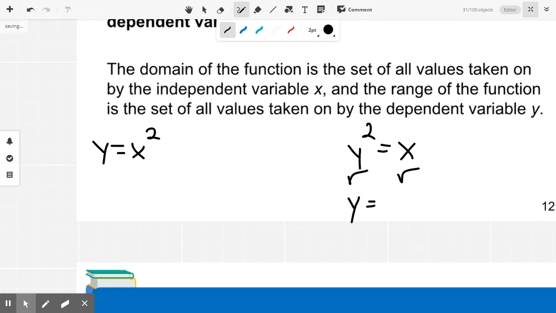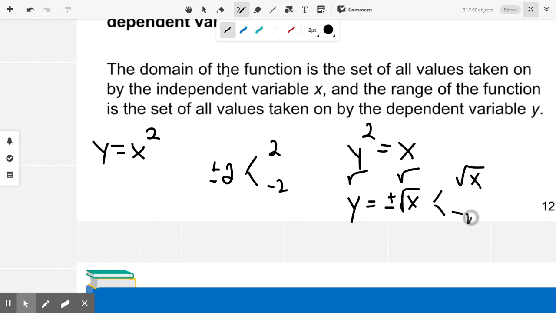When we take the square root of x, if you remember, we have to include both the positive and the negative of that value. Like if I put plus or minus 2, that represents two numbers. It represents 2 and it represents negative 2. Well, this represents two numbers. This represents the square root of x and the negative square root of x.